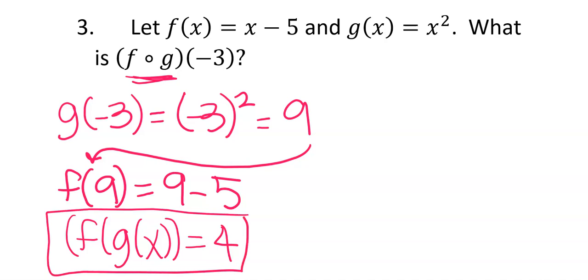Did you all get 4? Okay, so what we do is we look at the one that's on the right. This is the one that gets plugged into that one. So we found out what g of negative 3 was. It's negative 3 times negative 3, or 9. And we take that answer and plug it into the other one, or the one that's listed first. So when we plug it in, we substitute it in for x, which is 9 minus 5. So the composite function is 4. Super easy. You don't have to do anything else.